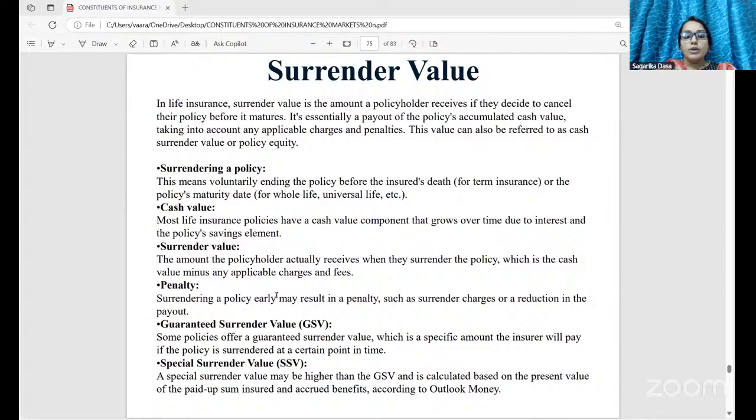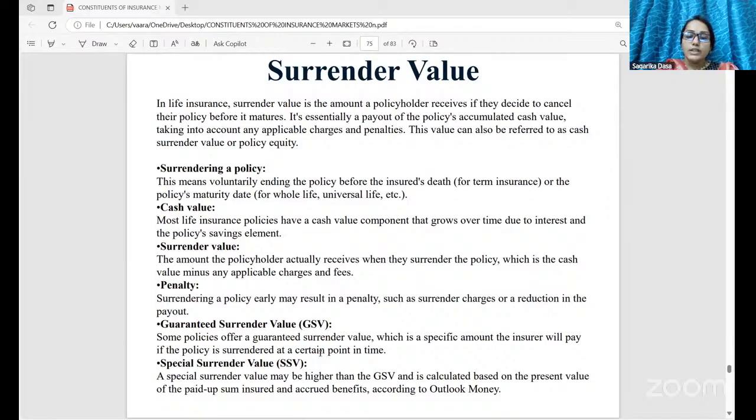Penalty: surrendering a policy early may result in penalties such as surrender charges or a reduction in the payout. Now we have two types of surrender value: guaranteed surrender value and special surrender value. In guaranteed surrender value, some policies offer a guaranteed surrender value, which is a specific amount the insurer will pay if the policy is surrendered at a certain point of time. If the policy is surrendered at a certain point of time, he will get a guaranteed amount that is called the guaranteed surrender value.